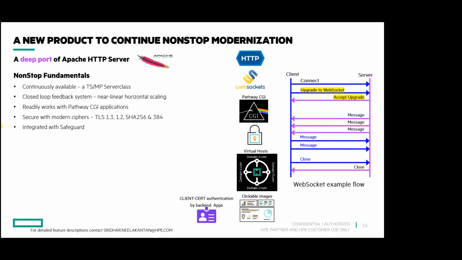Okay, so what is it? It's a deep port of Apache HTTP web server, and this is going to be our go-forward web server replacing the ITP web server. ITP web server has been our workhorse for 25 years or more, and we want to migrate to HTTP server. We want all the people to migrate to HTTP server. What are the features? HTTP 1 and 1.1 are available now.